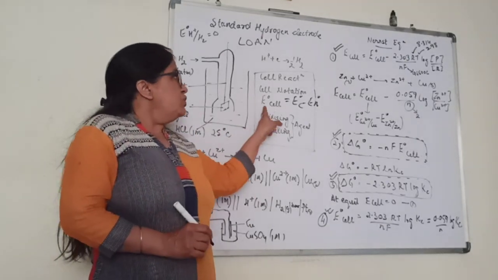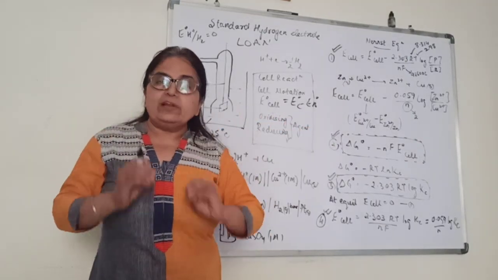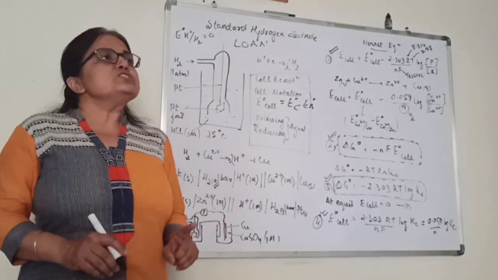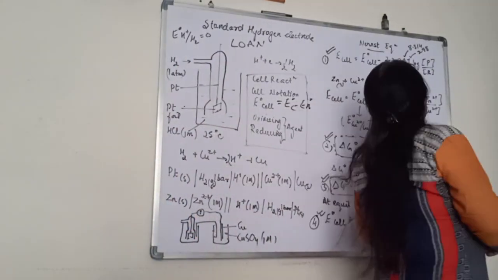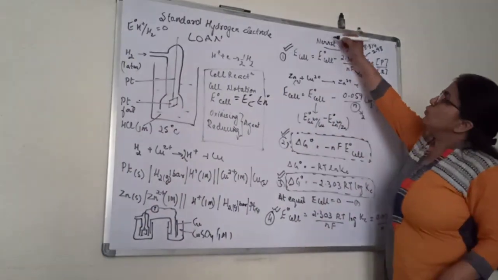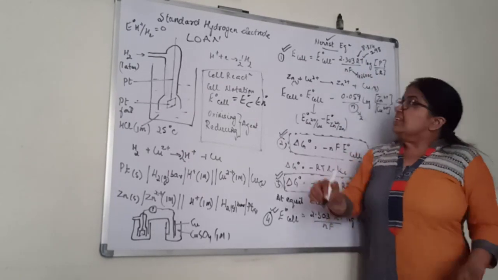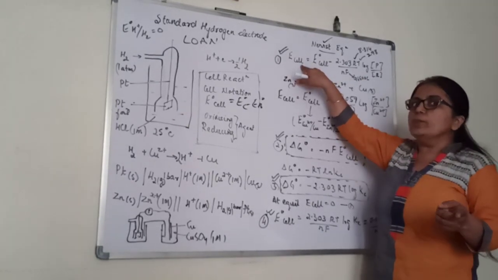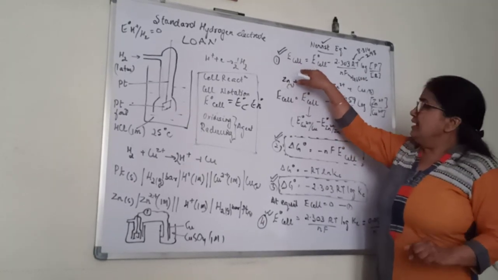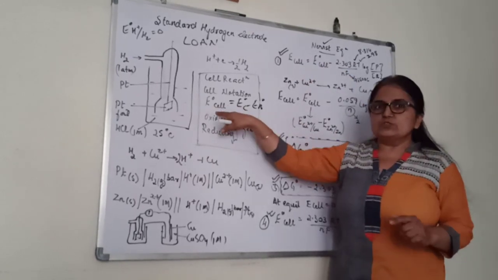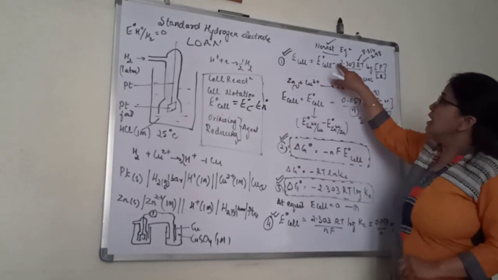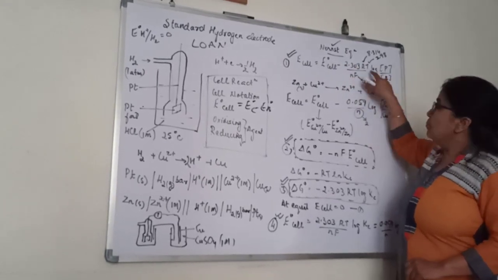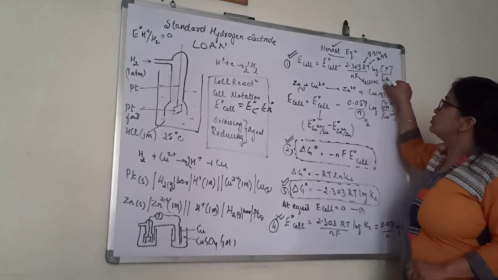Now, E naught cell is cathode minus anode only if the concentration of the solution is 1 molar. If it is not 1 molar, then what do we do? Then I have to make use of the Nernst equation. This equation is E cell. Now I don't write naught because it is no more standard. E cell is E naught cell, that is, cathode minus anode under standard conditions, minus 2.303 RT by NF log concentration of product by reactant.